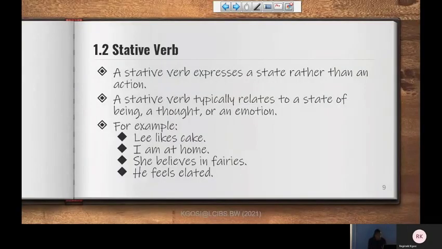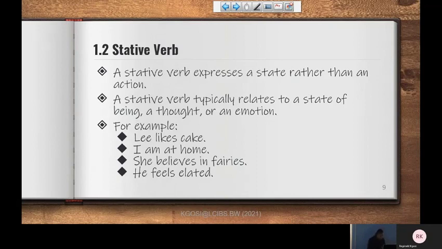We also have what are called stative verbs, which now express a state. You're not actually in the process of liking a cake. If you're Lee in this example, Lee likes cake. It doesn't mean that Lee is doing an action called to like cake. It just simply means that it's a state, a condition that exists. Yes, so Lee likes cake. I am at home. This is a state, a condition, a situation that actually exists.